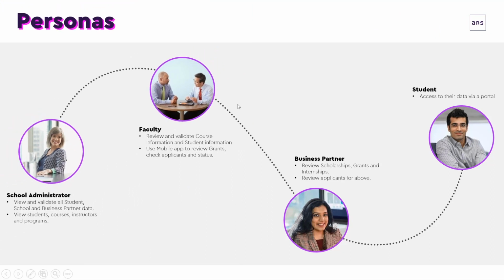Let's move on to the faculty persona. So the faculty will have the ability to review and validate course information and student information, but they'll also have the ability to use a mobile app to review grants, check applicants to the grants, and also to view the status of that. So within the Higher Education Accelerator, a phone app has been created so that a user can view grant and application information via a mobile device. So let's switch into that app now.